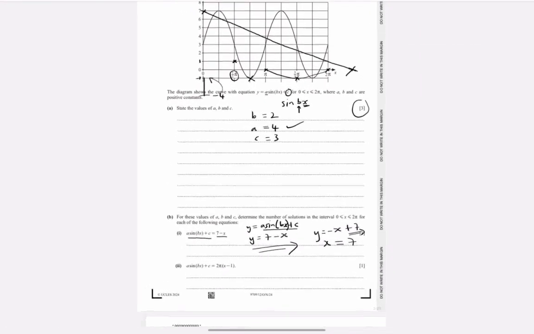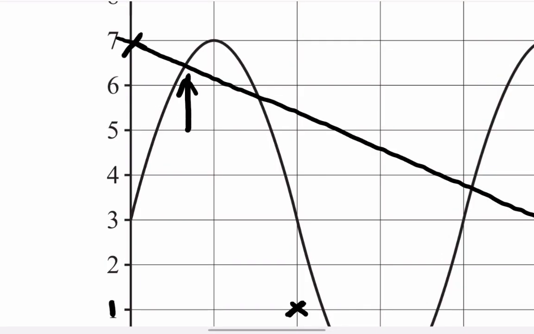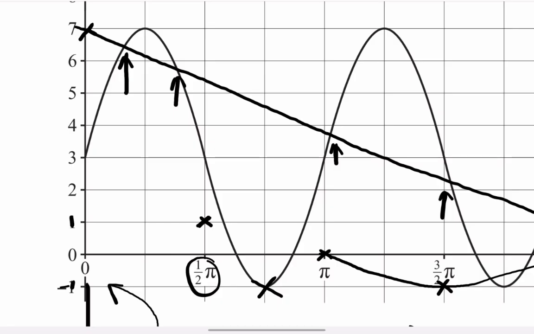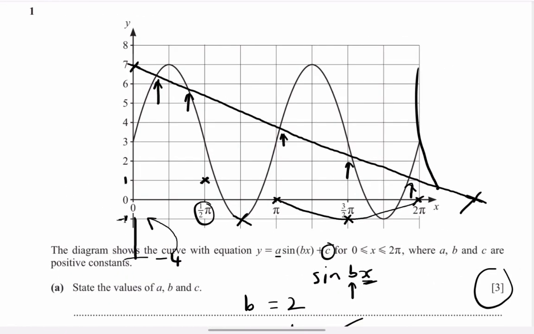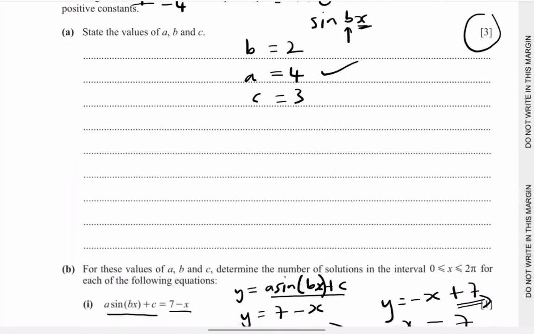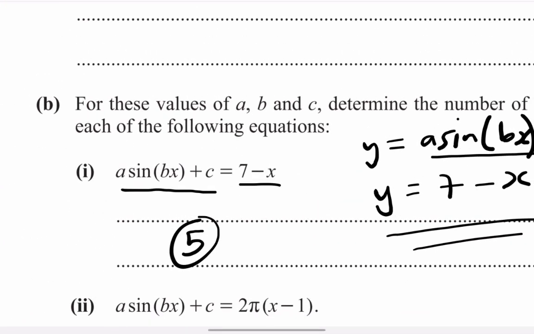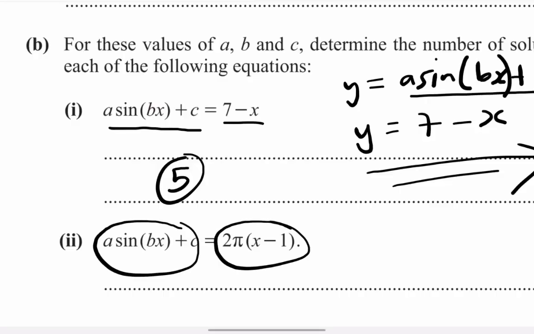and we can see that we have 1, 2, 3, 4, and 5. We have 5 solutions. This line meets this curve at 5 points, so we can say 5 is our answer. We have 5 solutions. And for this one, I'm saying when y equals this means y equals this.